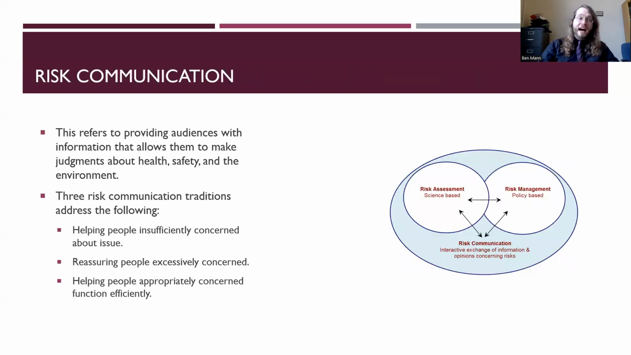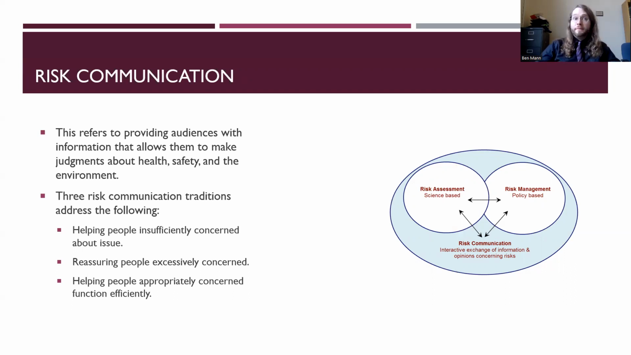In addition to that, there is a subfield in communication studies known as risk communication, which means engaging with audiences that lets them make judgments about health, safety, and the environment. So this is another important factor of engaging in public health communication too.